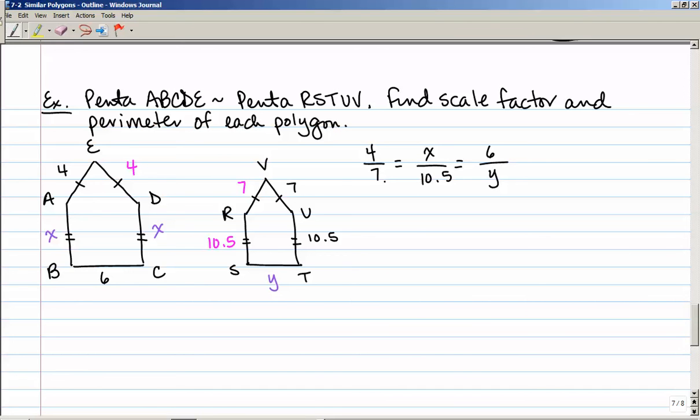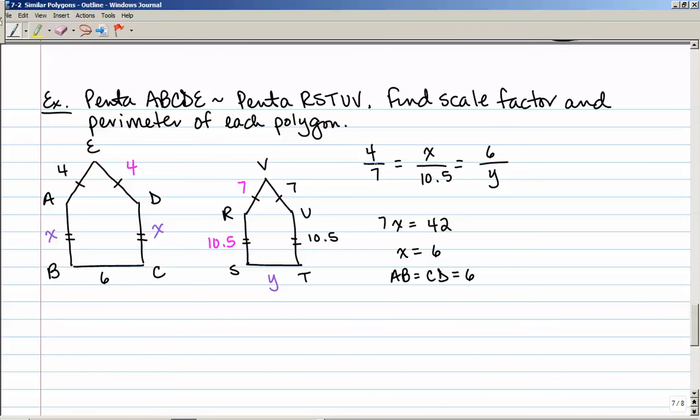So I'll do this first one. So 7x is equal to, is that 42? So x is equal to 6. So let me go ahead and fill in what x was. So x was AB and CD. That's equal to 6.